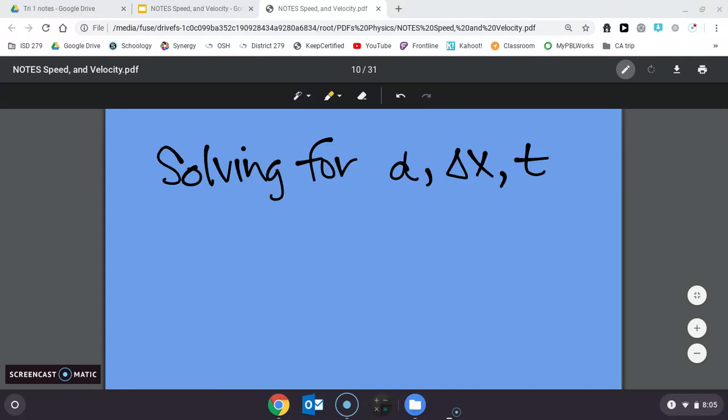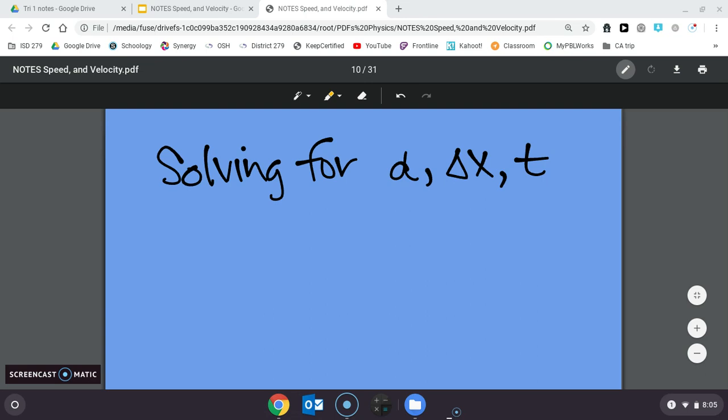This video is about solving for distance, displacement, and time using the formulas for speed and velocity. In a previous class, we solved for just velocity. Solving for these variables involves a little bit more steps or rearranging of the equation, and so I want to walk through that with you today.